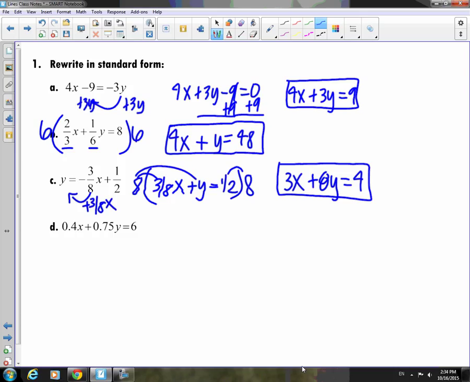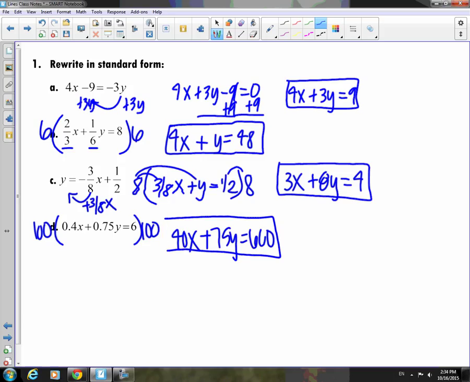In part D, I've got decimals now, so I've got it in the right order, but I have decimals. So the first thing I would do is just multiply by 100 to get rid of all of the decimals. So clear it out by multiplying by 100. So that would give me 40x plus 75y would equal 600. So that's just the easiest way to clear out all of your decimals would just be to multiply by 100.